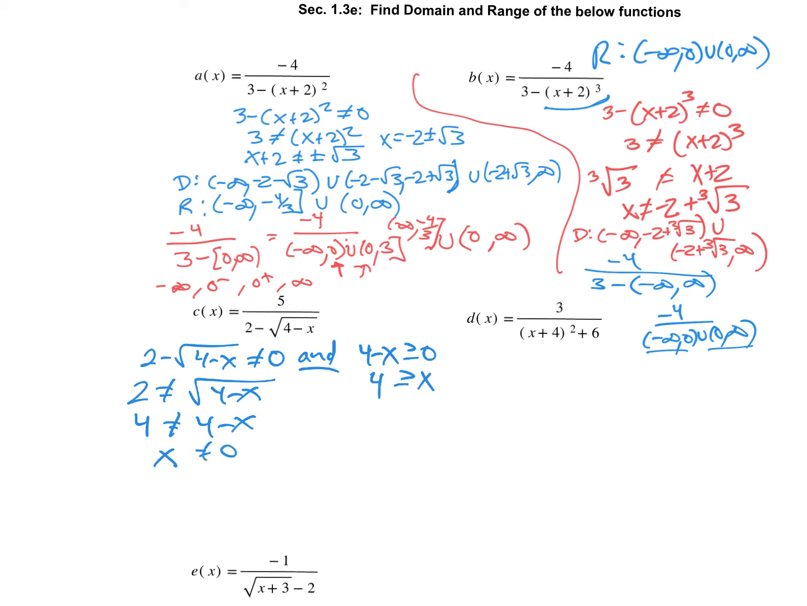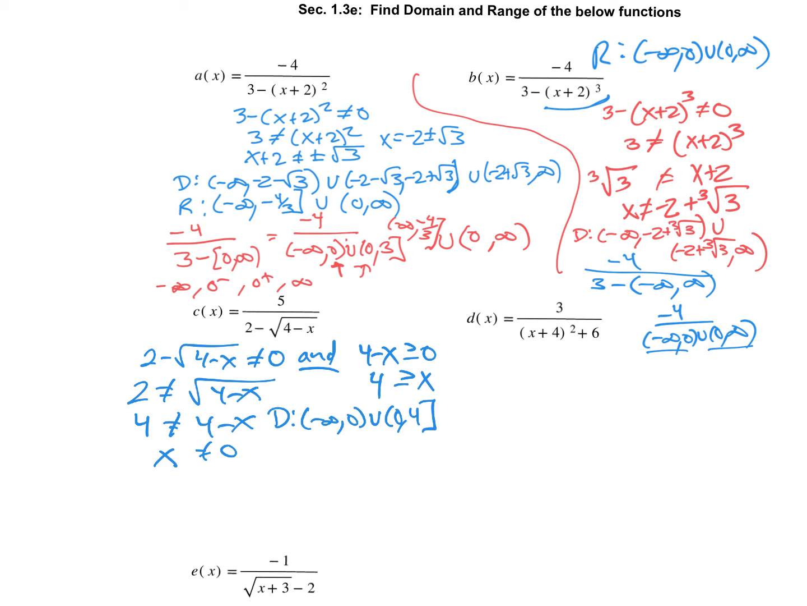Okay, so those are the two things that are impacting my domain. x has to be less than or equal to 4 and can't be 0. So my domain then is going to be negative infinity to 0, union 0 to 4 with a bracket.